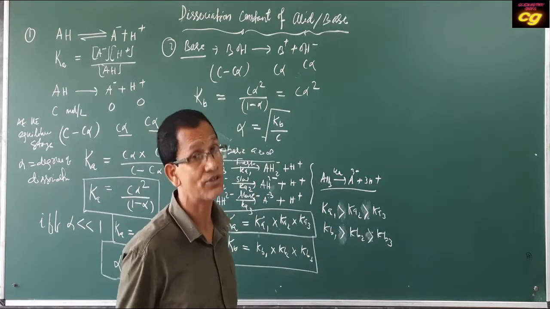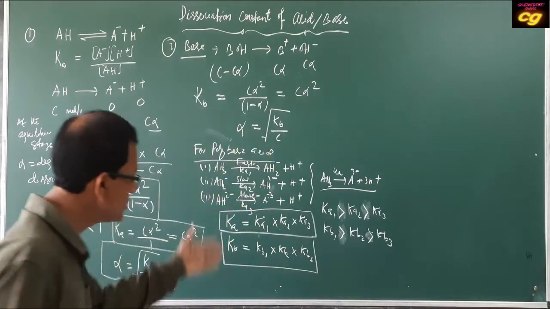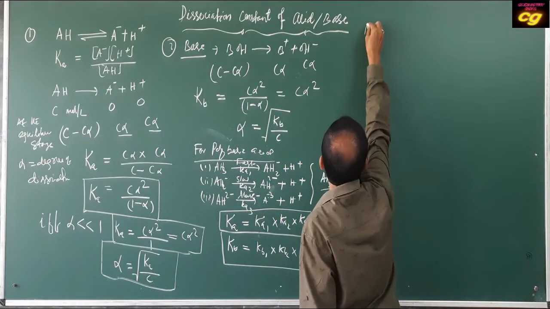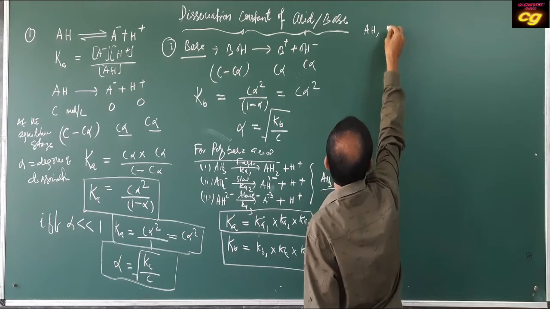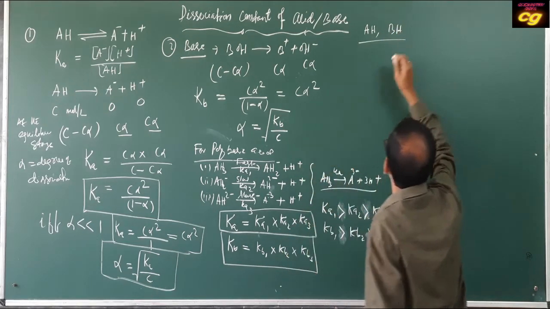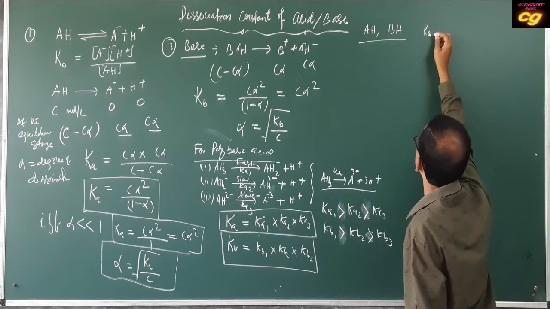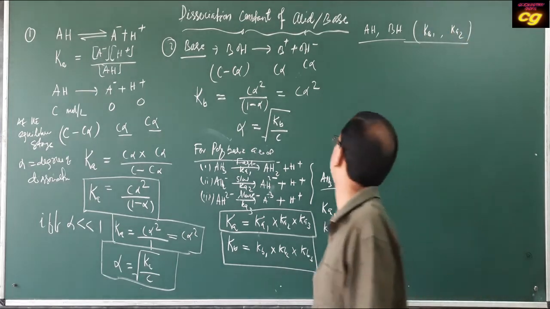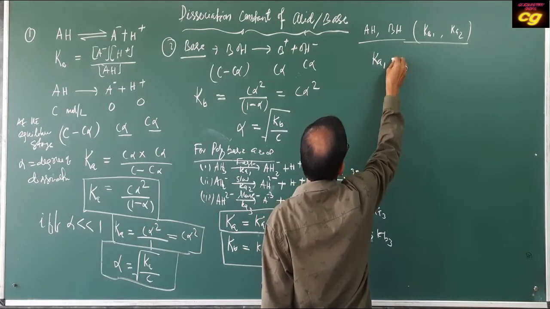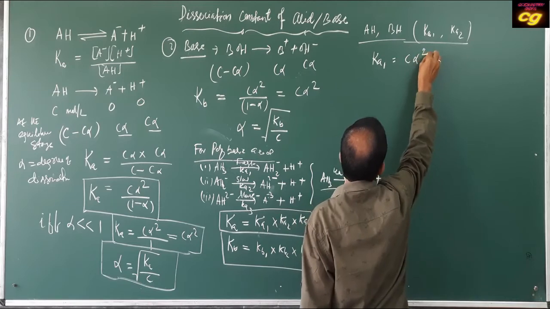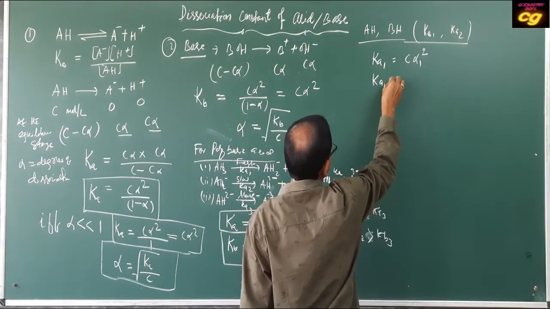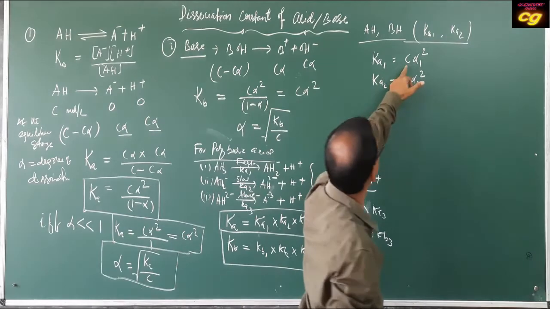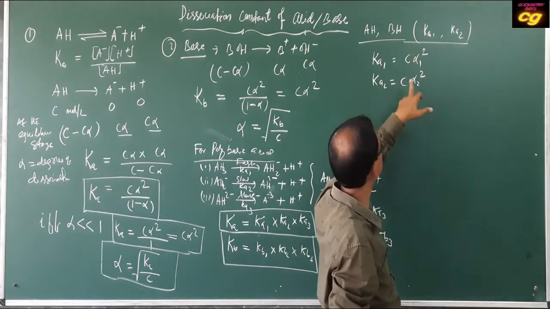In comparison of rate constant and dissociation constant, this relation is very important. Another relation we can take: suppose you take two acids, AH one acid and BH another acid. Suppose their dissociation constants are Ka1 and Ka2. So Ka1 is equal to C alpha 1 square, and Ka2 is equal to C alpha 2 square. Here the concentration of both acids is the same. C. For AH acid the concentration is C, for BH acid the concentration is C.